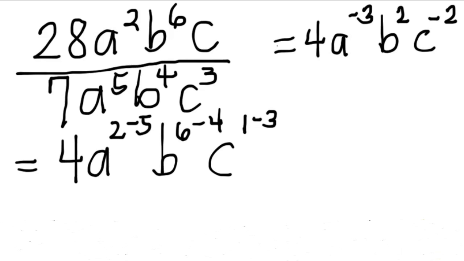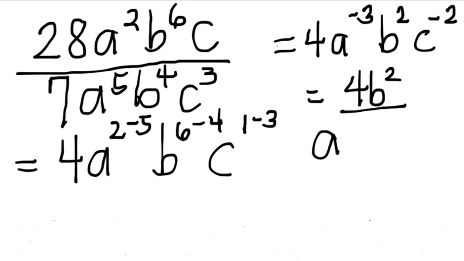So, since meron tayong dalawang negative exponents, ilalagay lang natin sila sa denominator. So, ang maiiwan sa taas or yung magiging numerator natin is yung mga positive exponents. So, we're going to have 4b squared over a cubed c squared. So, this is our answer.